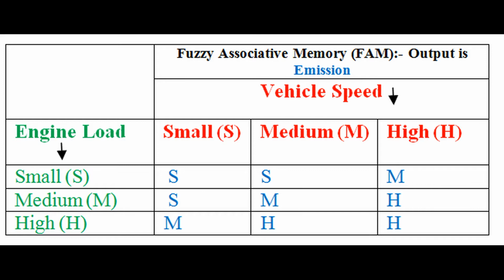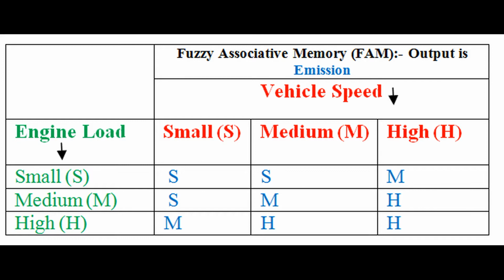As you can see in the FAM table, the green color indicates engine load as small, medium and high, and the red color indicates the linguistic variable speed. The output is given using the blue color. In total 9 rules are possible for this particular FAM. For example, when engine load is small and vehicle speed is high, then the output, as you can see here, that is the emission, is high. At this point you need not worry about how we have formed this table. Frankly speaking, this information is usually gathered from domain experts and through literature survey.